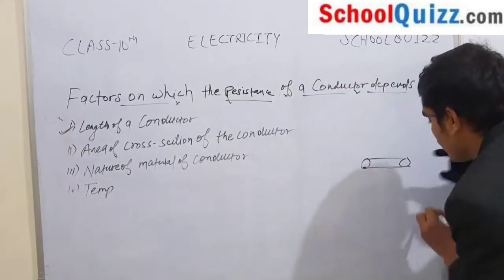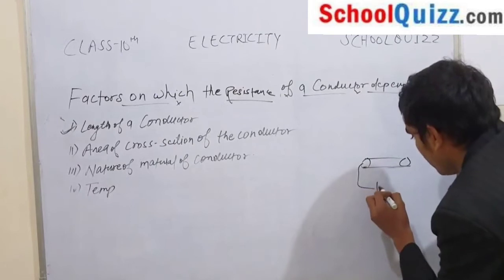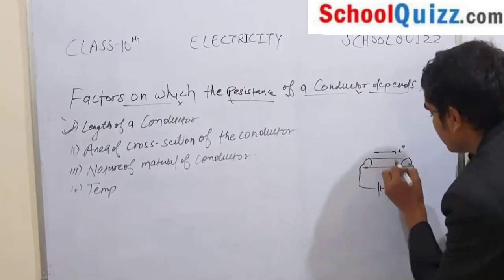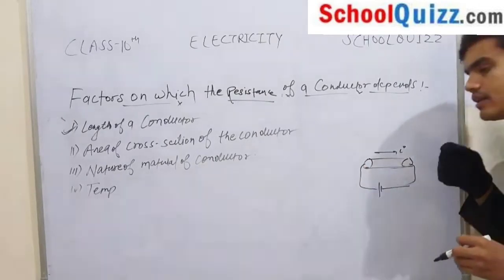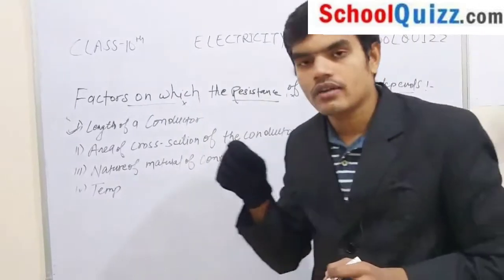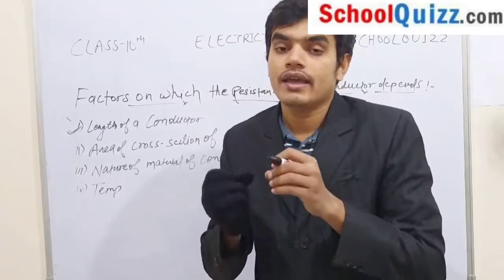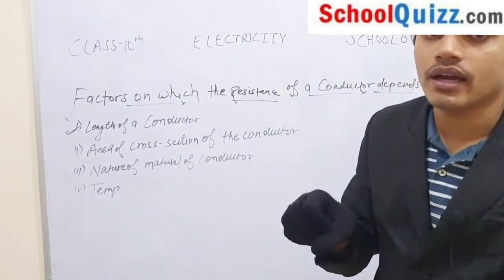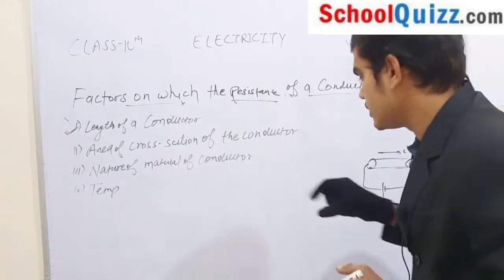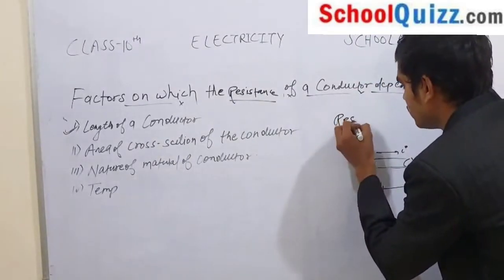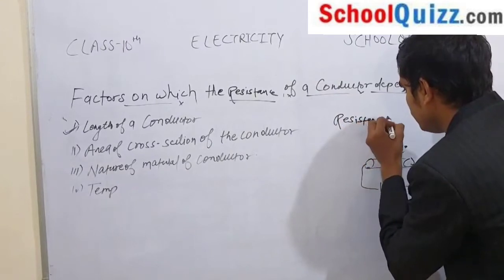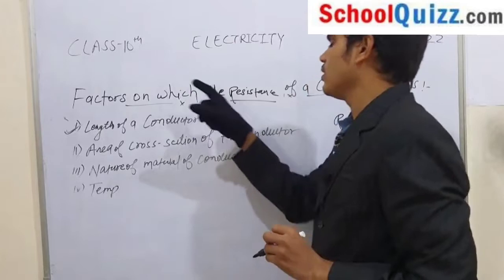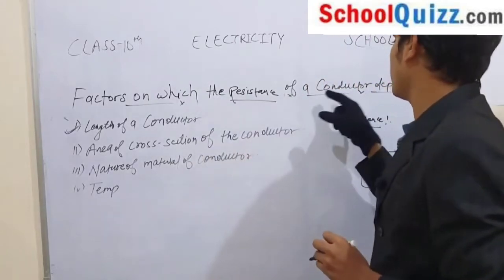Suppose this is your conductor, and when you apply a potential difference or a battery, current starts flowing. This current is opposed, or resisted, by a phenomenon, and that phenomenon is called resistance. Now, our topic is factors on which resistance of a conductor depends.